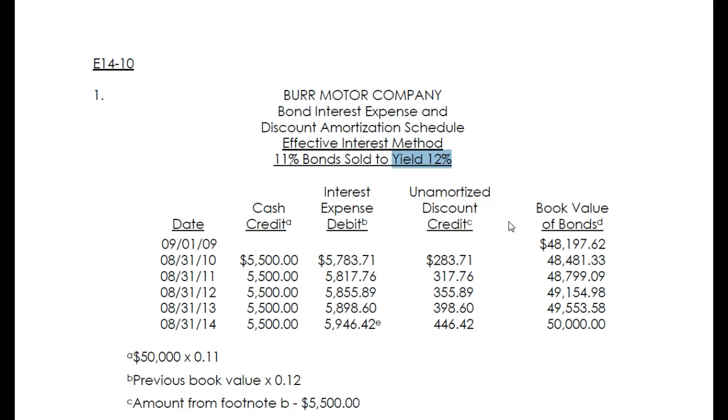The bond, I believe this is problem 14-10 in the book, so if you want to read it, you can maybe follow along like that. They told us what it would sell for, which was $48,197 and some odd cents. So that becomes the book value of my bond right here. It's a $50,000 bond, so it's obviously being sold at a discount.